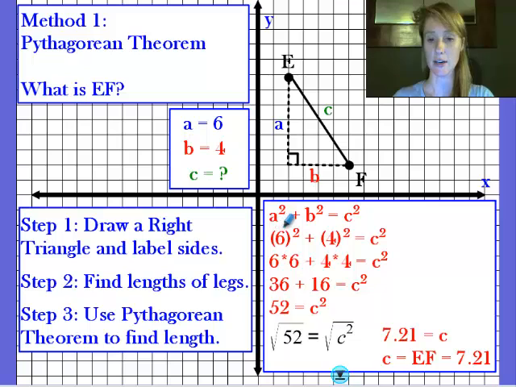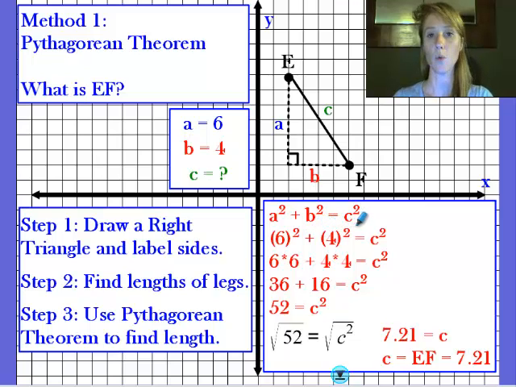I've rewritten here our Pythagorean theorem. So go ahead and stop right now and write in your notes the Pythagorean theorem. This might be a review for some of y'all, but I want to make sure that you all are on the same page with what the formula is. A squared plus B squared equals C squared.